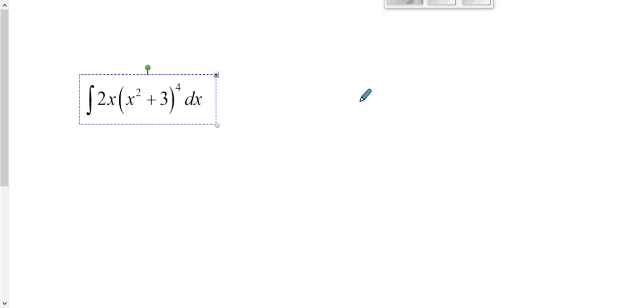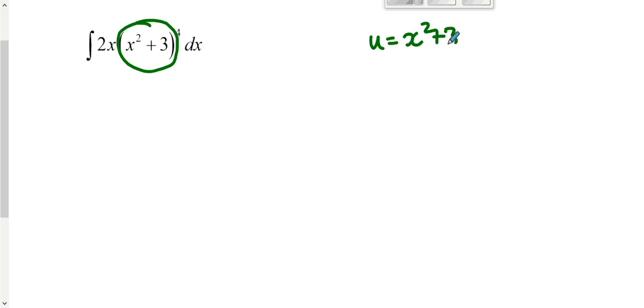The first thing you'll notice is that there is nothing in the table of standard integrals that looks even close to this. So what we're going to do is take this bit here, the x squared plus 3, and make that our u, x squared plus 3. So this becomes the integral of 2x times u to the power 4th dx. But of course, we've got a u here, and we've got an x here, but we can ignore that at the moment. We've got a u here, and we need to change this to a du here.